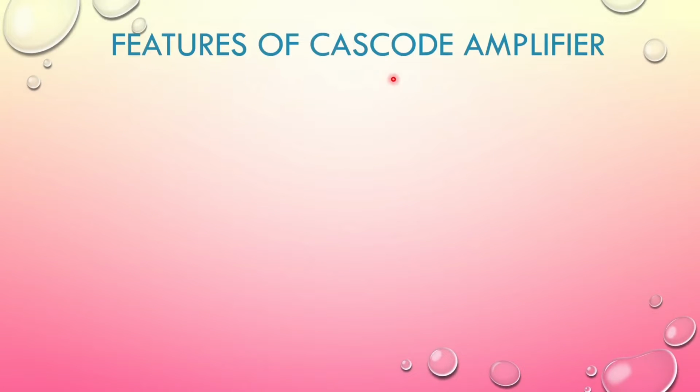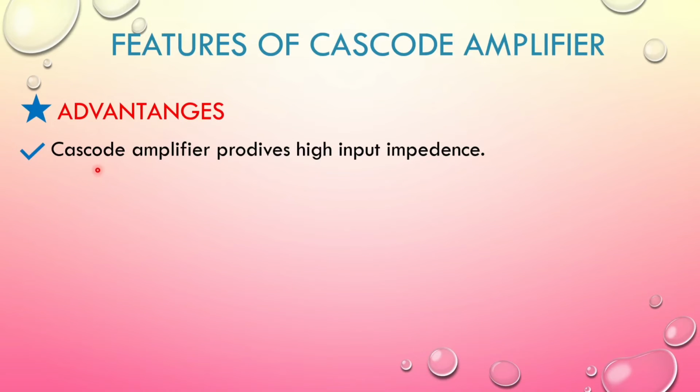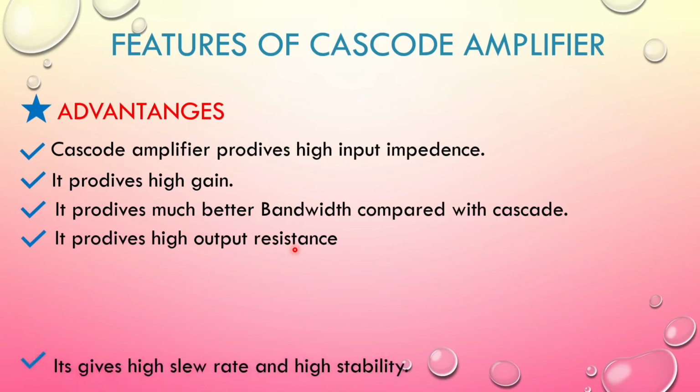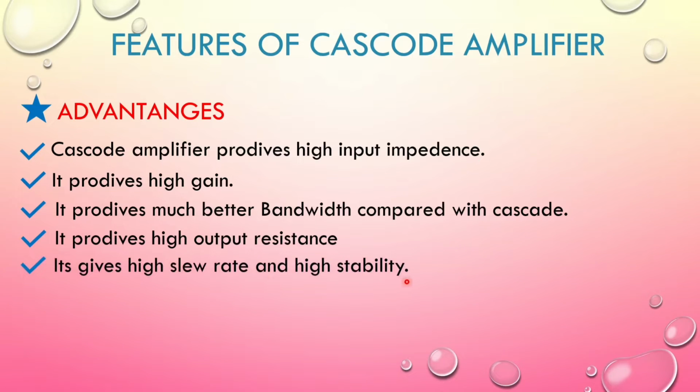Features of Cascode amplifier. Advantages. Here we have: Cascode amplifier provides high input impedance. It provides high gain. It provides higher bandwidth compared with Cascade. It provides high output resistance. It gives high slew rate and high stability.